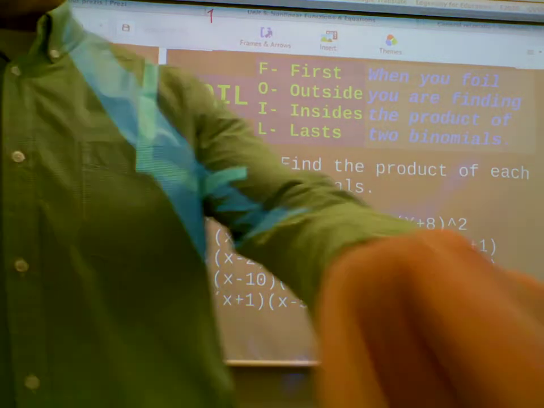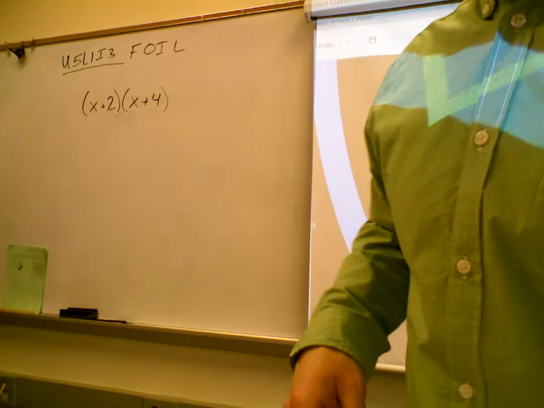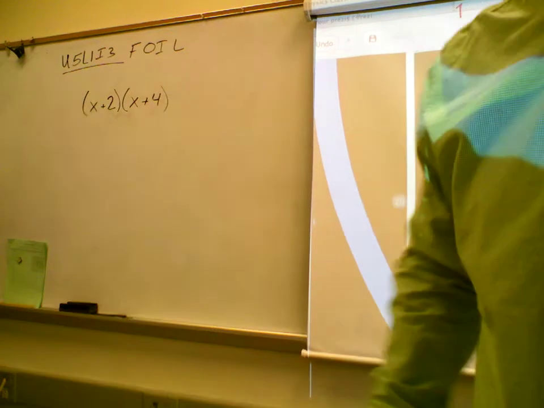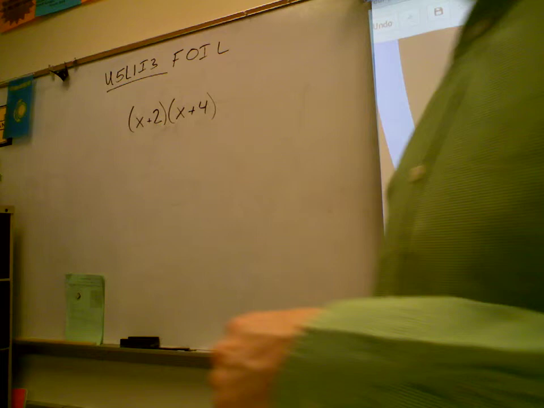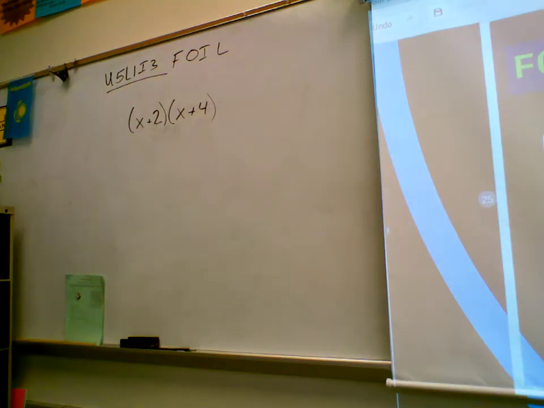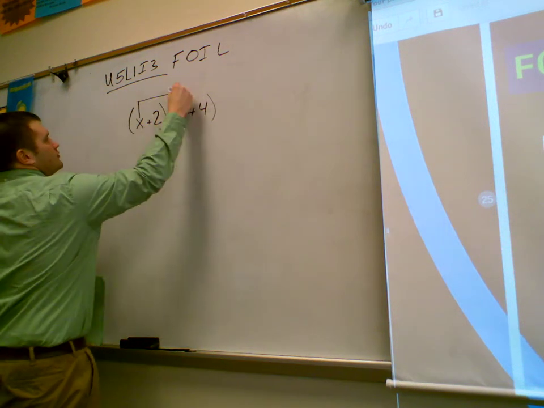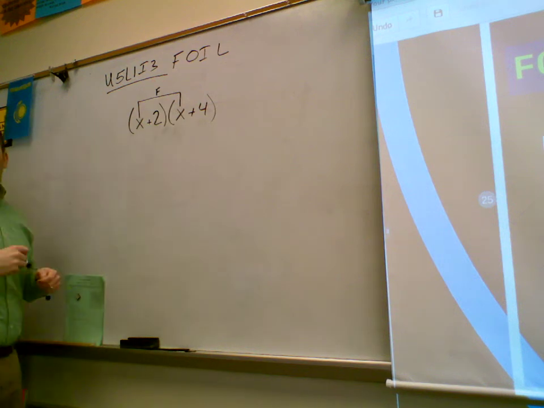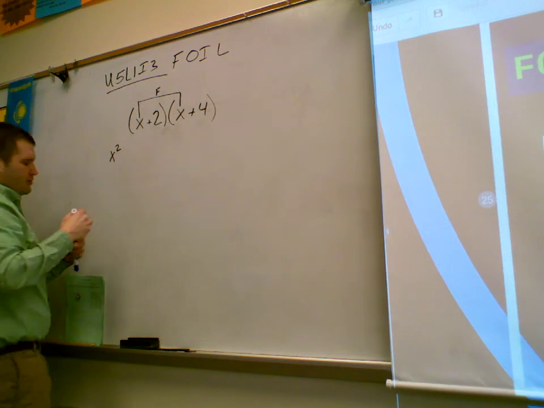So let's try a little practice problem. Here we have x plus 2 times x plus 4. FOIL, F-O-I-L. F stands for what again? Firsts. X times x, what do I get? X squared.